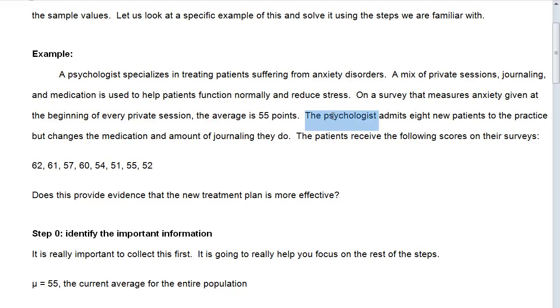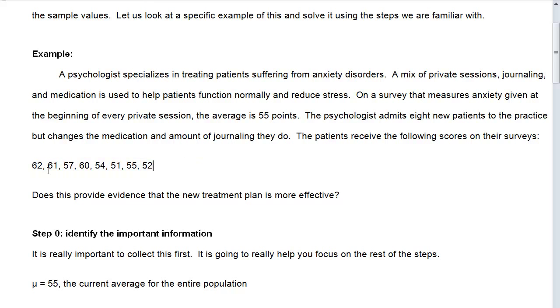I am a statistician. Okay, but the psychologist admits 8 new patients to the practice, but changes the medication and amount of journaling they do. So the psychologist is admitting 8 new patients, and they're making this change. And so the patients receive the following scores on their surveys. The psychologist scores them as 62, 61, 57, 60, 54, 51, 55, 52.